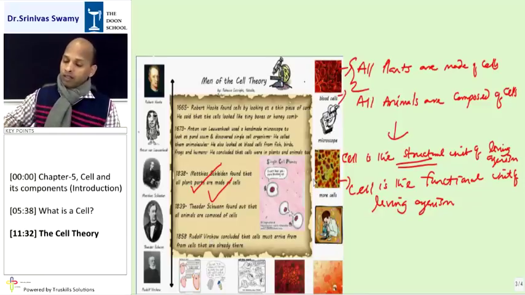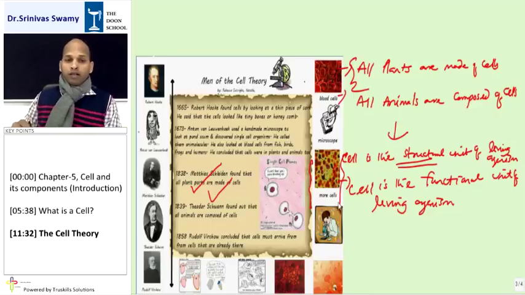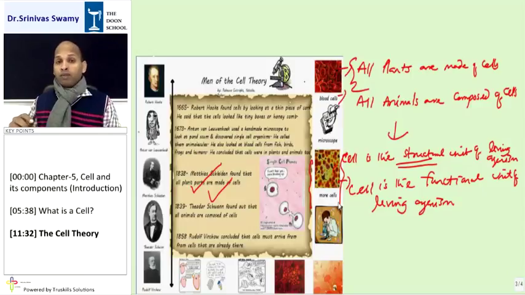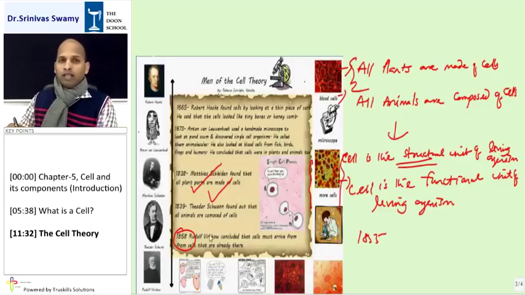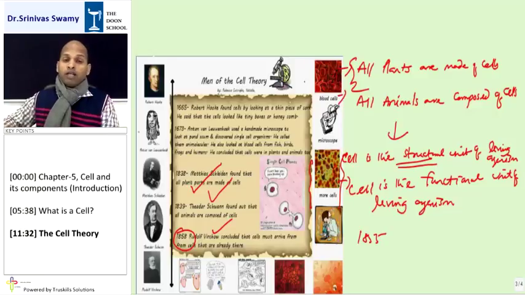So these are the two statements first given by these two scientists, and they proposed this cell theory jointly, that all living organisms are made up of cells and their products, and the cell is a structural and functional unit of organisms. Okay. But this theory did not explain how new cells were formed. So in 1855, which is written here as 1858, another scientist named Rudolf Virchow first explained that new cells arise through cell division of pre-existing cells.